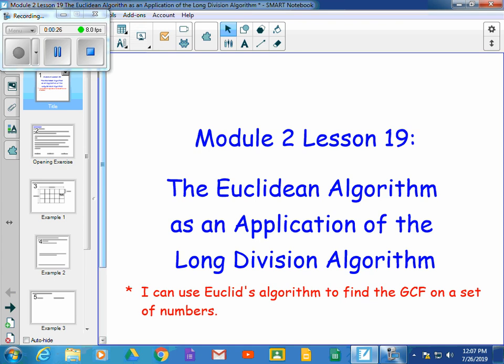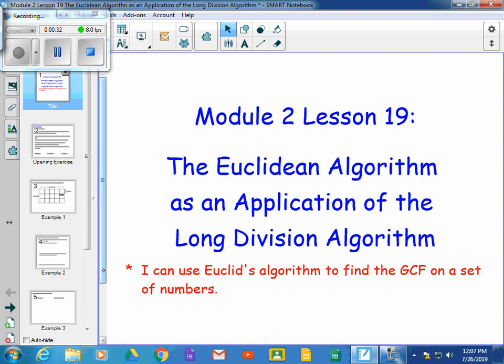Pause the videos at any time and watch parts or the entire video as many times as necessary. Now, before we start, once again we have an algorithm. An algorithm is a repeated series of steps. This particular algorithm is named after a Greek mathematician named Euclid. It's very similar to the division algorithm, but this one is used to find the greatest common factor.